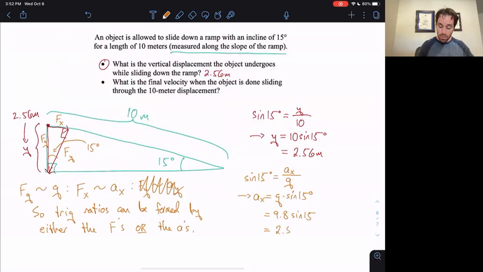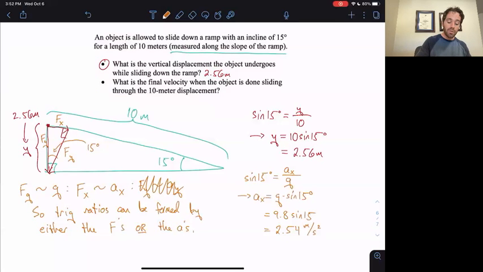And this is 2.54. If this number looks familiar, it's because this is 10 times sine of 15. 9.8 times sine of 15 is almost exactly the same, but that's a coincidence. Don't read too much into it. It's just because this ramp happens to have a length that was almost the same number as acceleration due to gravity. That's not significant. Don't go hunting for meaning there. This is an acceleration, so we need to label it as 2.54 meters per second squared.